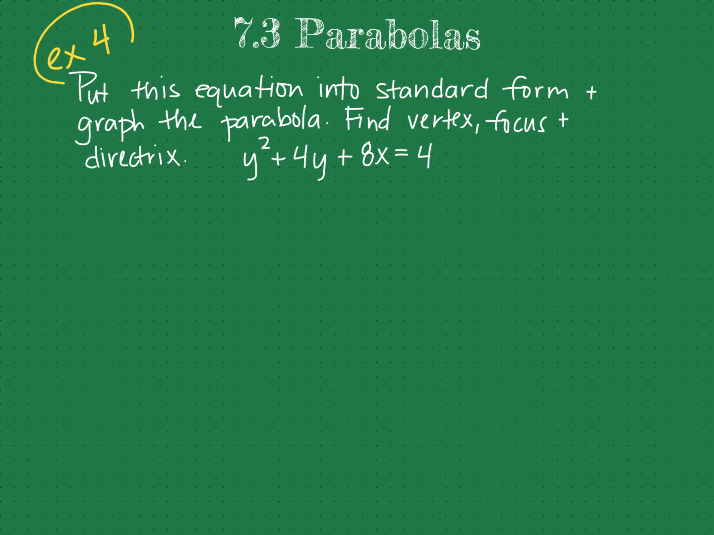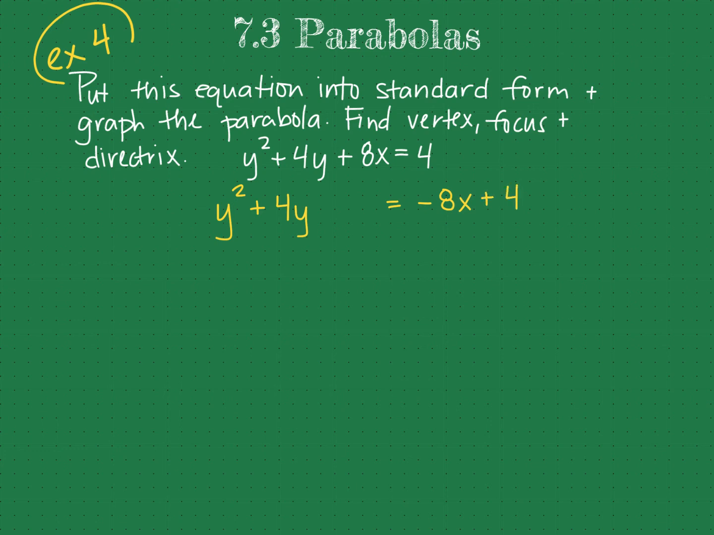With parabolas, whatever variable, x or y, is squared is on the left, and all the other things, or the other variable, goes to the right. So in this case, the variable that's squared is y, so everything with y in it is going to stay on the left. So we'll have y squared plus 4y, and then we'll leave a space to complete the square. And then we'll move that 8x over to the right-hand side, so it's negative, and we still have that 4.